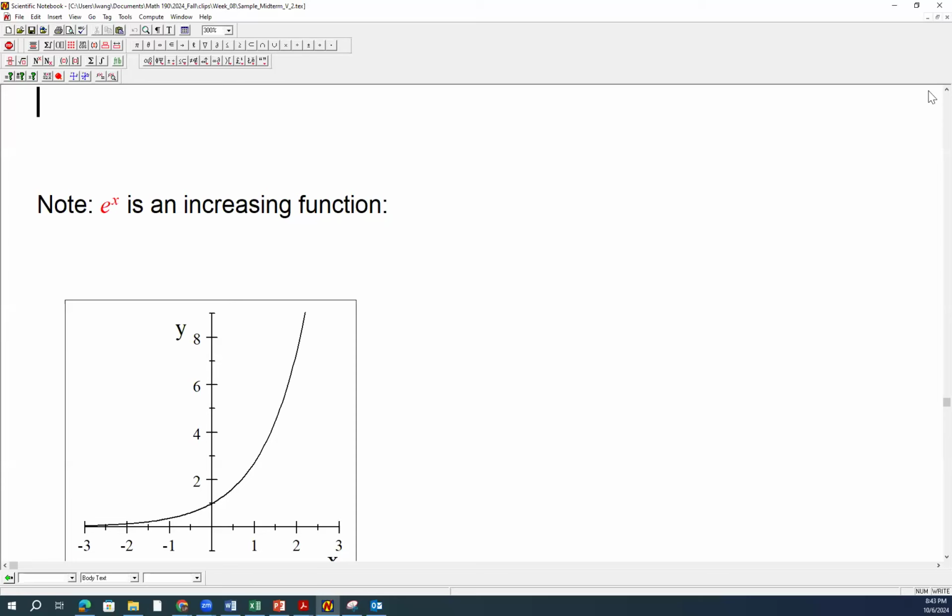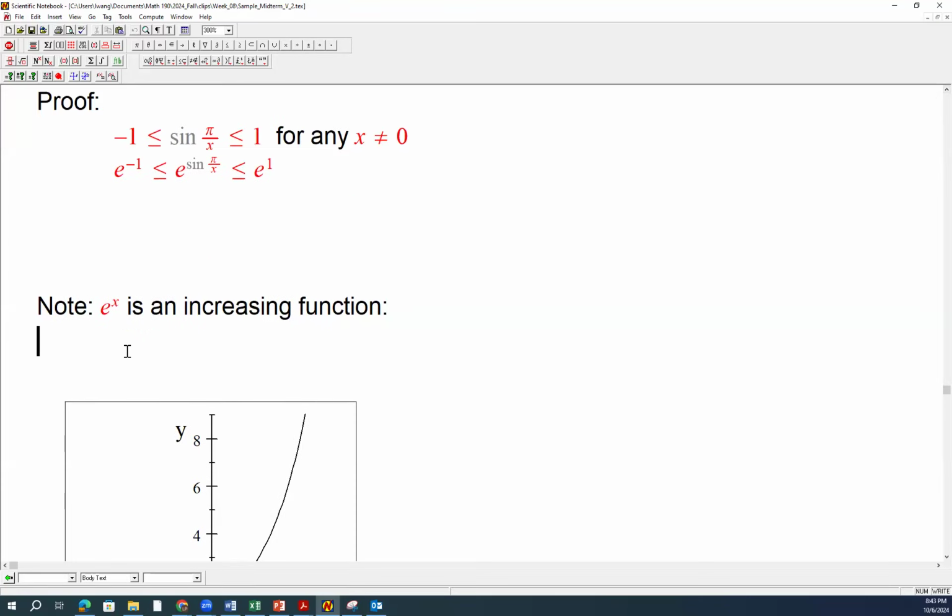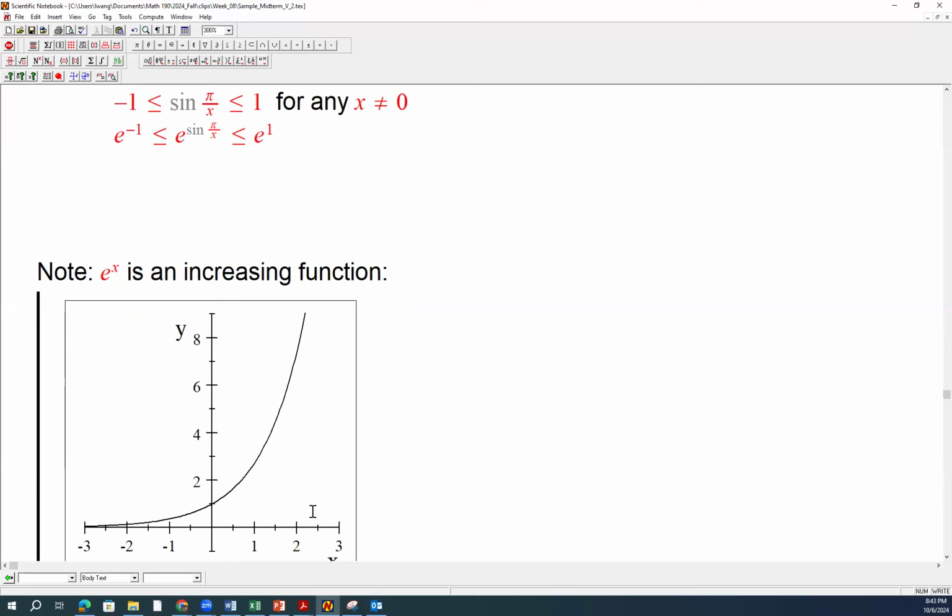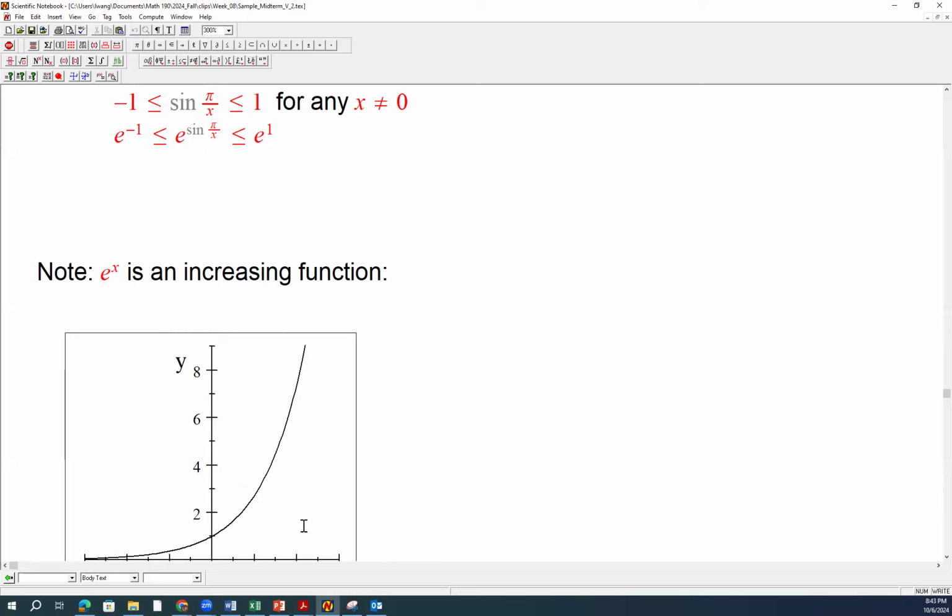Increasing function means, okay, we're going to use these concepts substantially in chapter 4. An increasing function says whenever input 1 is less than input 2, then for this particular function, e, which is increasing, e raised to the power of x sub 1 will be less than e raised to the power of x sub 2.